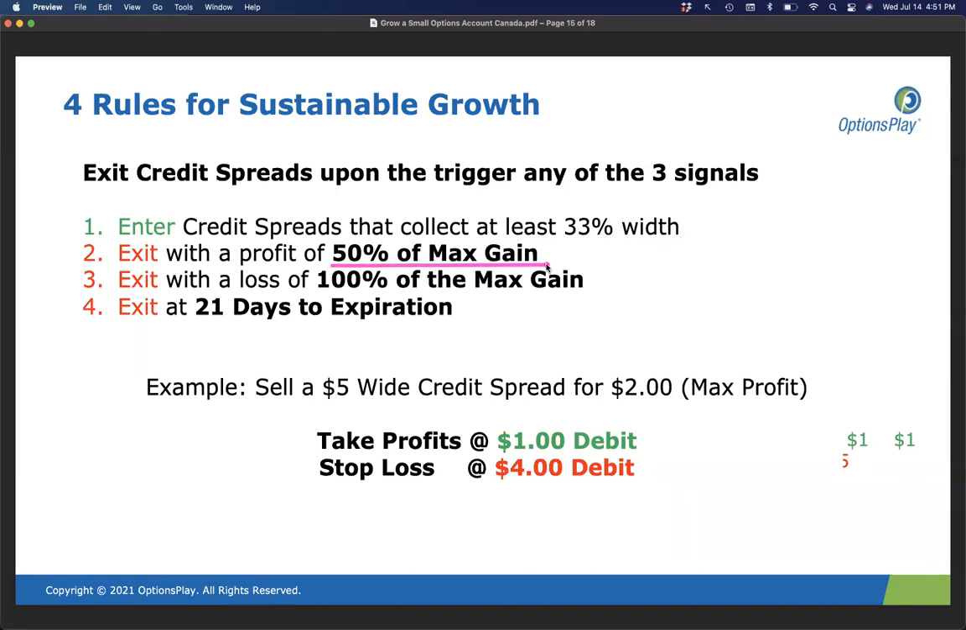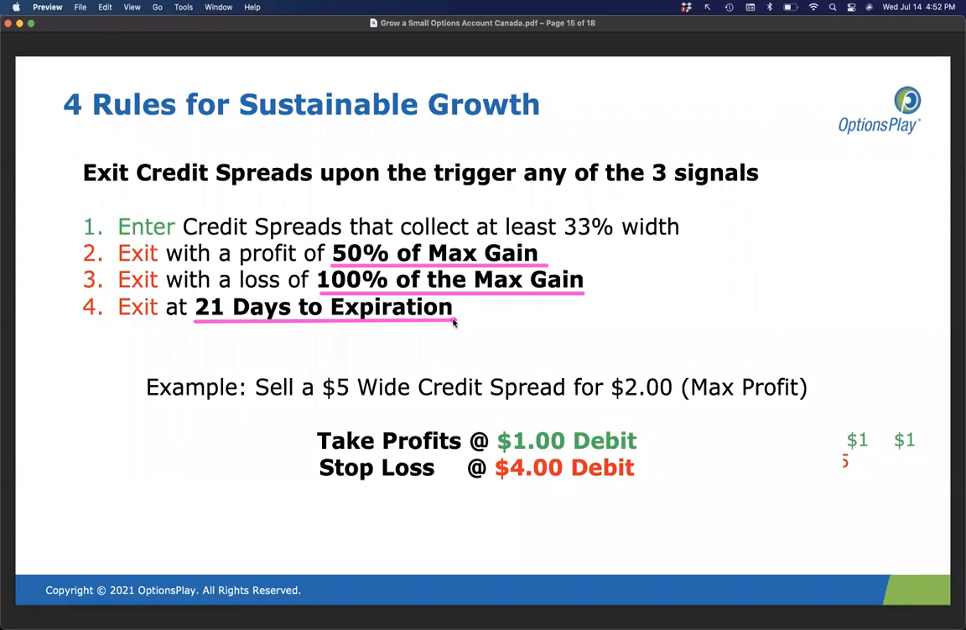You want to take profits at 50% of the max gain. I'm going to go through an example of this. You want to set a stop loss at 100% of the max gain. And if the trade gets to 21 days to expiration and your stop loss order and your take profit order has not triggered, it's also time to close out the trade.